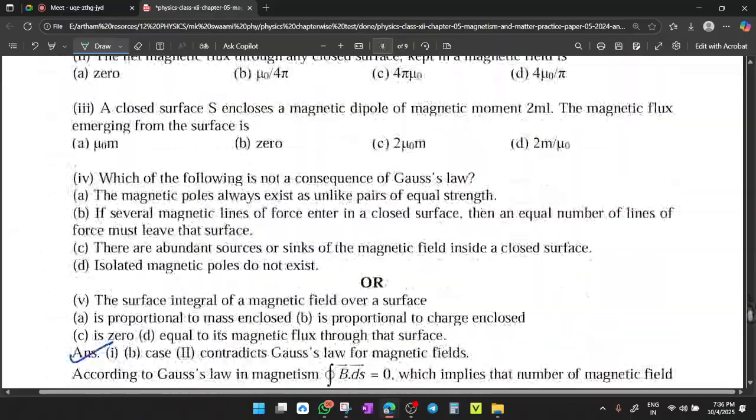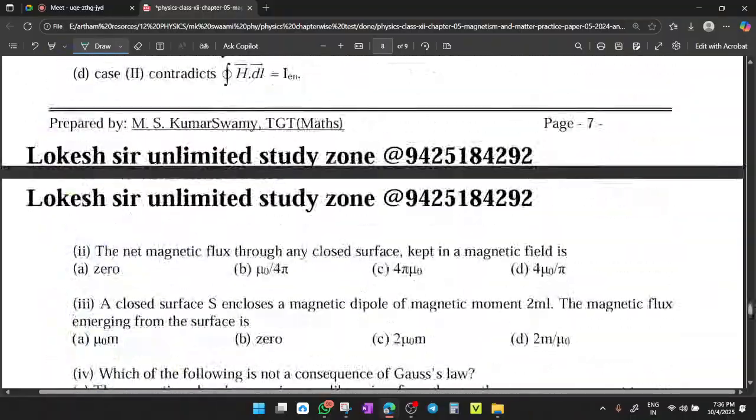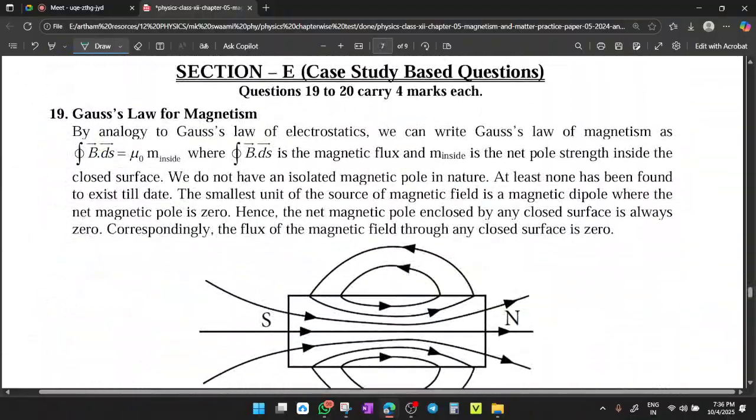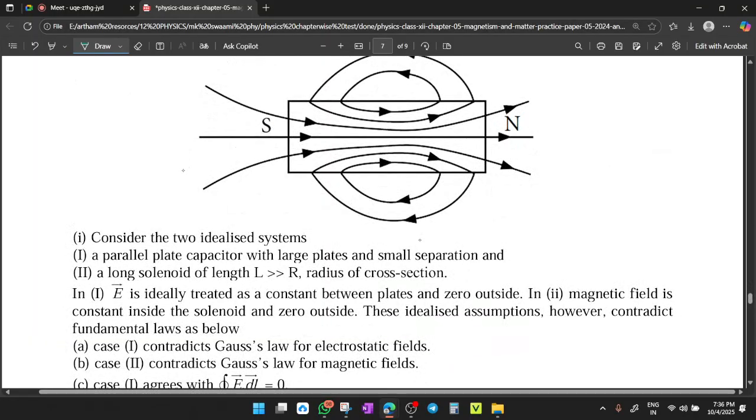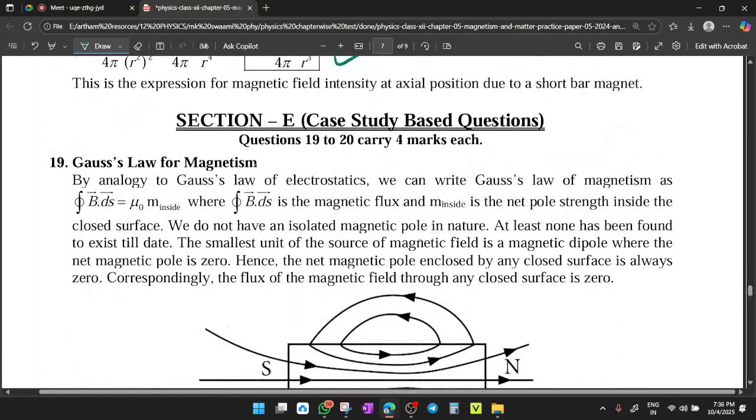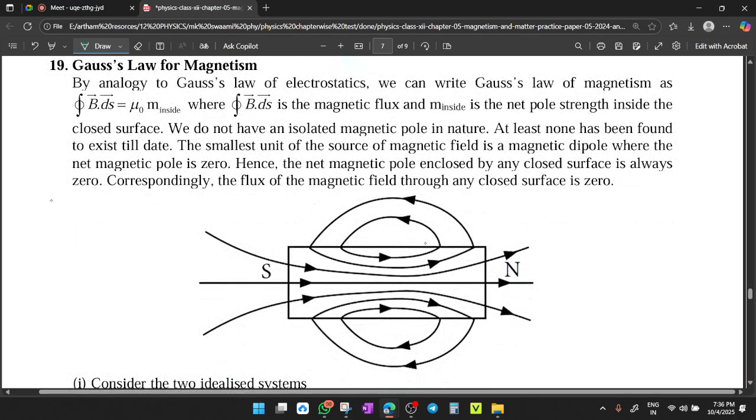Next, case based, value based question. So question number 19. The theory is not very useful. It is just the concept that we have already read in the class. Let us read. By analogy of Gauss's law of electrostatics, we can write the Gauss law for magnetism: B dot ds equal to mu naught into M inside. So Gauss law of magnetism in magnetostatics, we have read that B dot ds equals mu naught into M, actually, we have read it equal to 0.